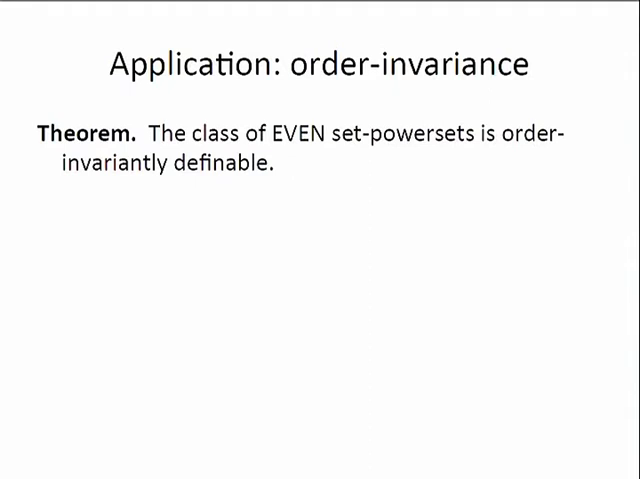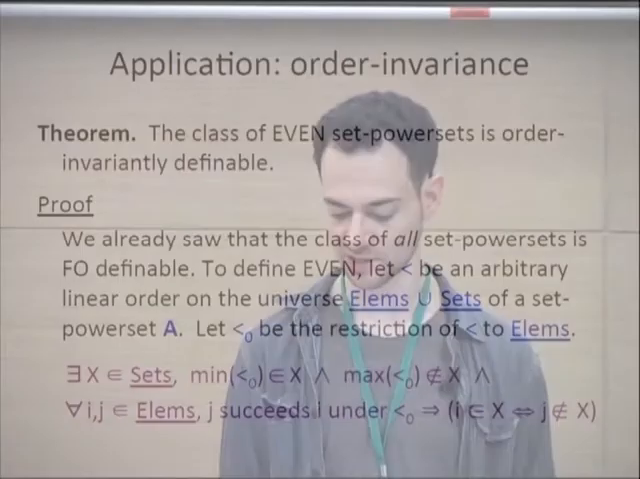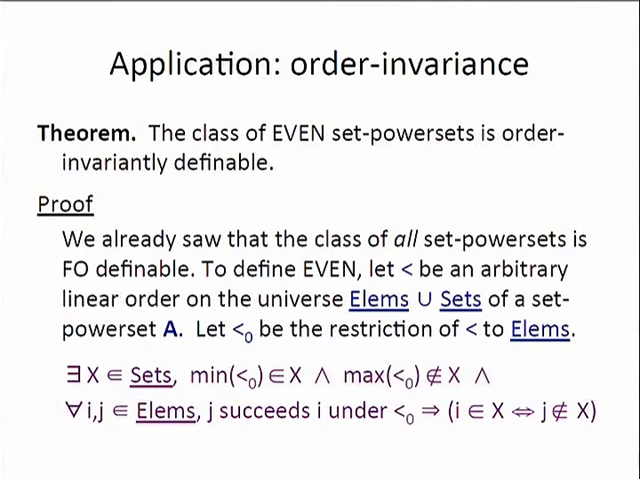Okay, so now I want to show that the class of even set power set structures, which we just showed is not first order definable, is in fact order invariantly first order definable. So it's first order definable in order invariant first order logic. We've already defined the set of all set power set structures in first order logic, so all we need to do is define the set of even ones within that class.